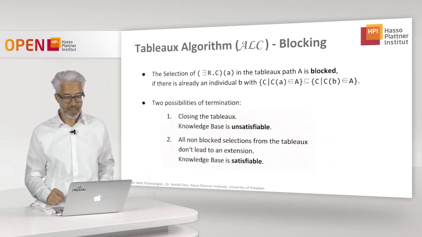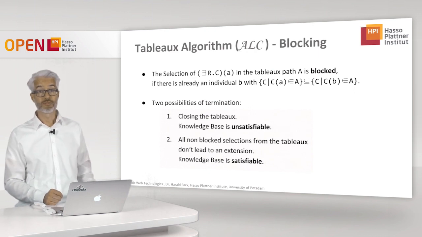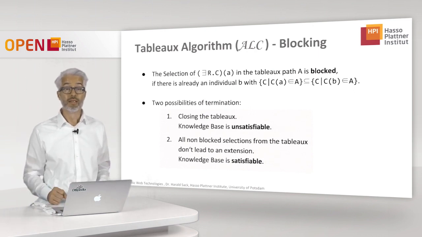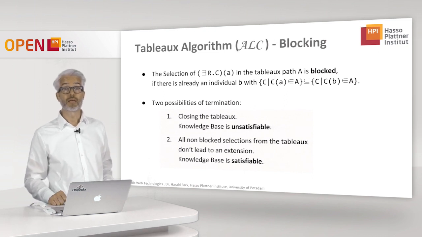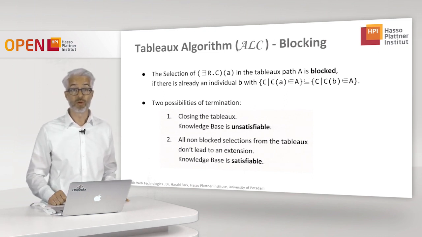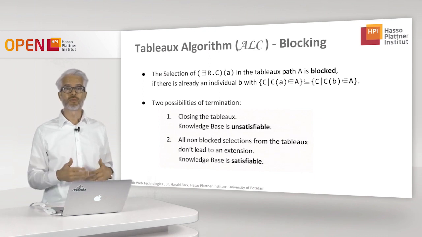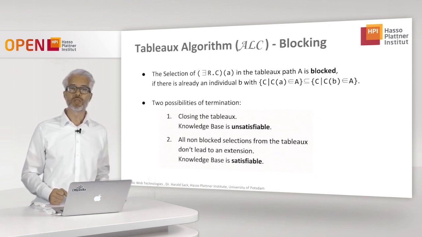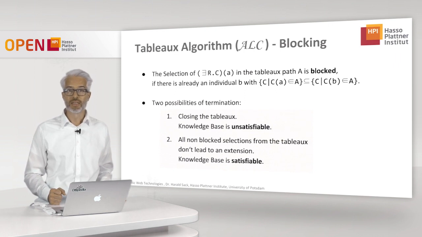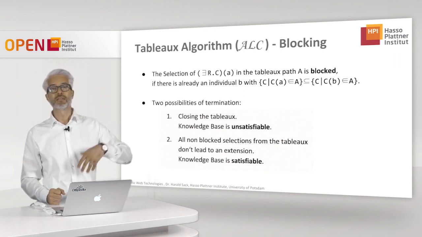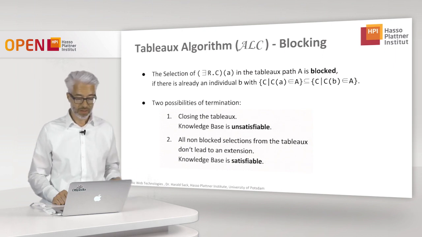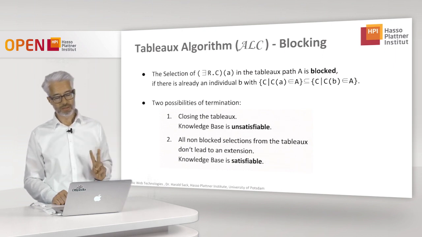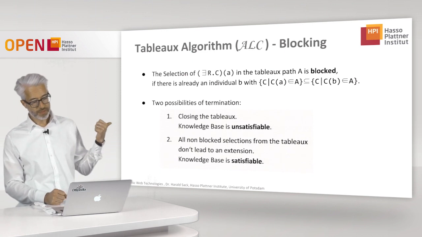So in the end, the selection here of an existential quantification rule or a loose binding in a Tableau path A is blocked if there is already an individual B for which the class extension is a superclass of the class extension of our new individual A. So this is what we just showed. And then you have two possibilities of termination.